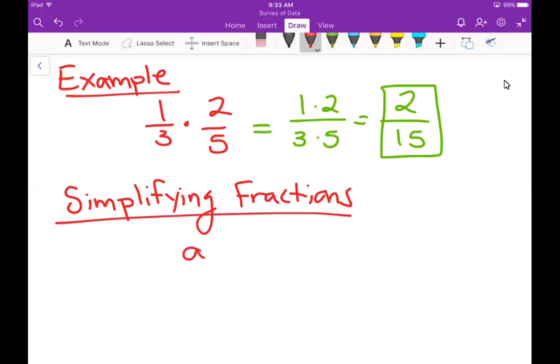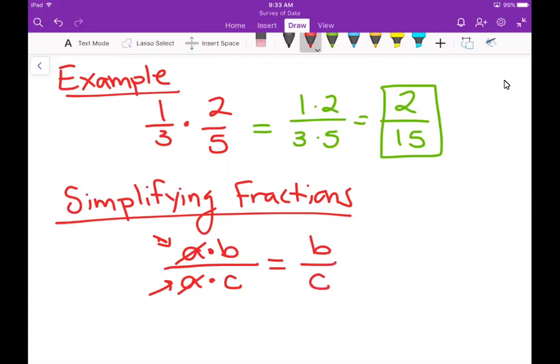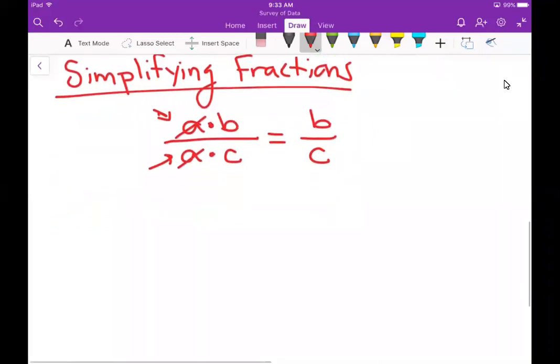So what this means is if I have two things multiplied together in the top of a fraction and two things multiplied together in the bottom of a fraction, but those have something in common. So here we're seeing that A in common here, that's a common factor, and that can cancel. So the A's can cancel, and this whole fraction simplifies to just B over C. So let's look at an example because that'll make more sense.